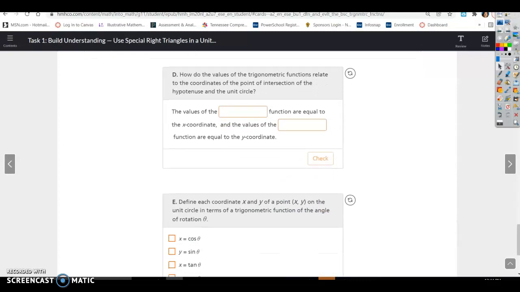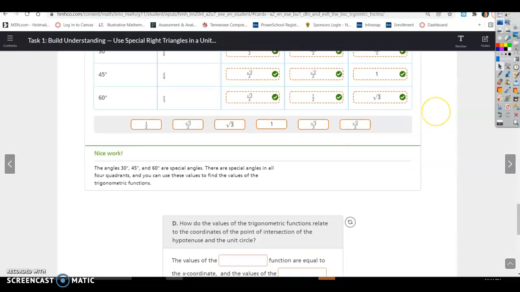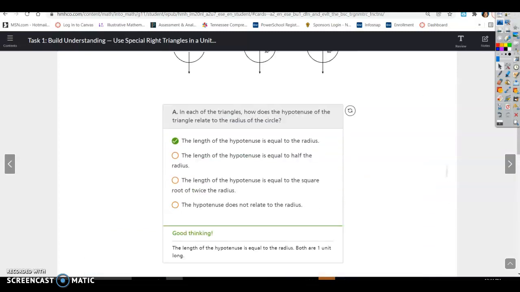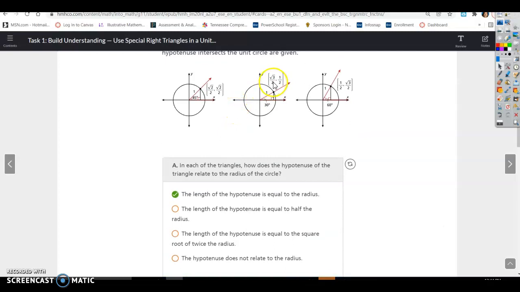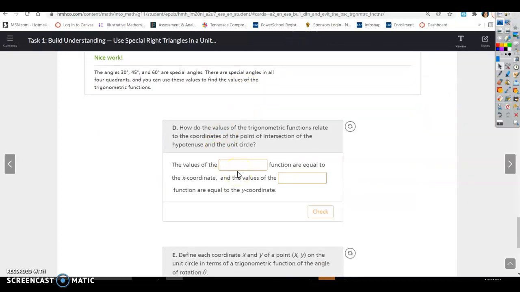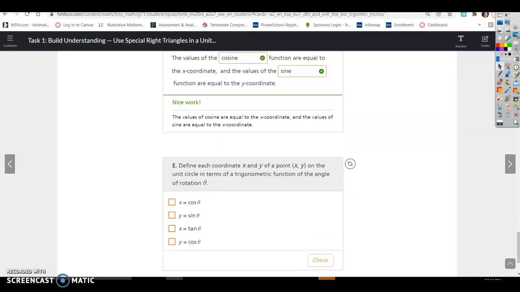And then how do the values of the trig functions relate to the coordinates of the points of the intersection on the hypotenuse of the unit circle? So the value of blank functions are equal to the x-coordinate. If you look up here above, we've got 1/2 and square root of 3 over 2. So let's look at our 30-degree triangle. So square root of 3 over 2 and 1/2. So that means we've got our cosine and then our sine. So our cosine is our x value, and our sine is our y value.